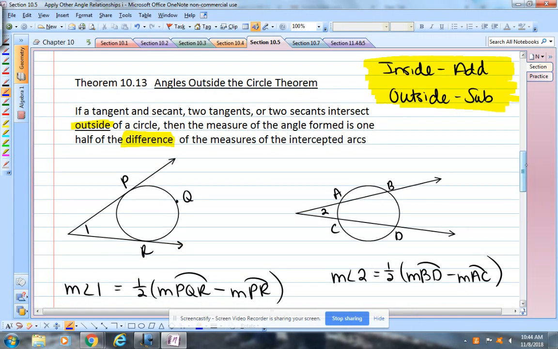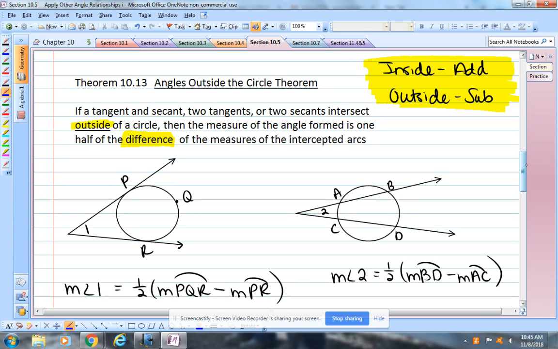So if two lines cross inside a circle, you add the two arcs and take half of them. If two lines intersect outside of the circle, it could be because of two tangents, two secants, or a secant and a tangent. But either way, if the lines touch outside the circle, where they cross, this angle measure is going to be half of the difference of the two arcs.